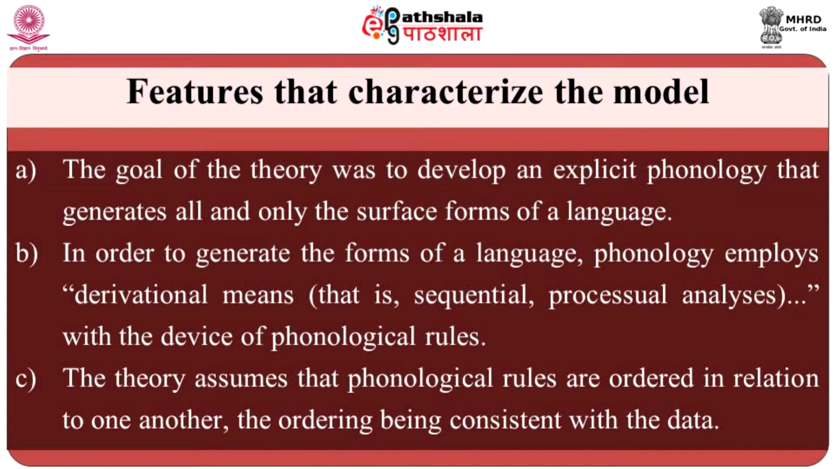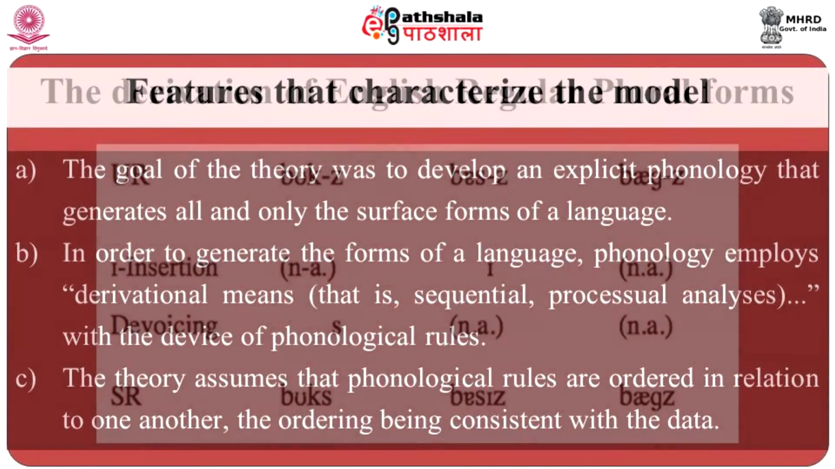The following features characterize the classical generative model. A, the goal of the theory was to develop an explicit phonology that generates all and only the surface forms of a language. B, in order to generate the forms of a language, phonology employs derivational means, that is, sequential processual analyses with the device of phonological rules. C, the theory assumes that phonological rules are ordered in relation to one another, the ordering being consistent with the data.